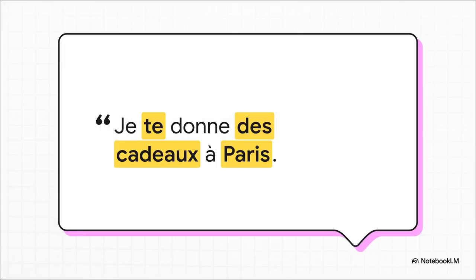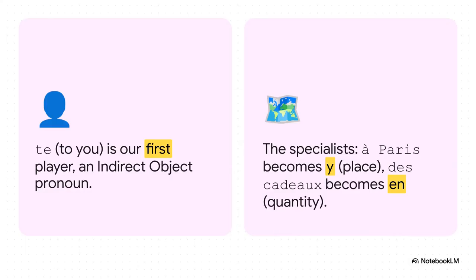Let's try a harder one. "Je te donne des cadeaux à Paris." I give you gifts in Paris. Now we're talking. We've got 3 things to replace here. This is where that secret code really starts to shine. Okay, let's break it down. Who are our players? First, we have te, which is for you. That's one of our step 1 leaders. Then we have "à Paris," that's a place, so that's our y pronoun. And finally, "des cadeaux," some gifts, that's a quantity, so it becomes en. So our three pronouns are te, y, and en.